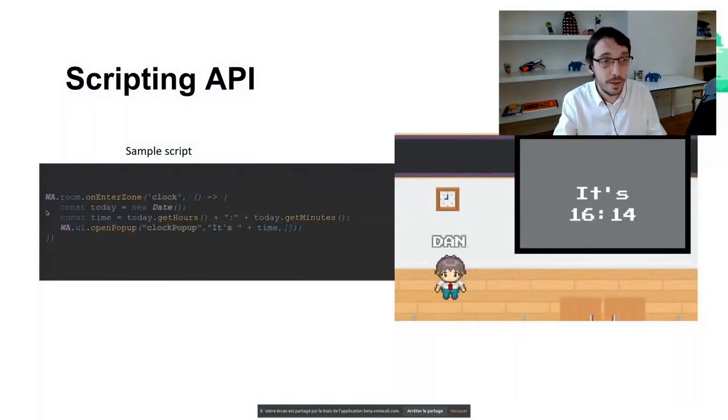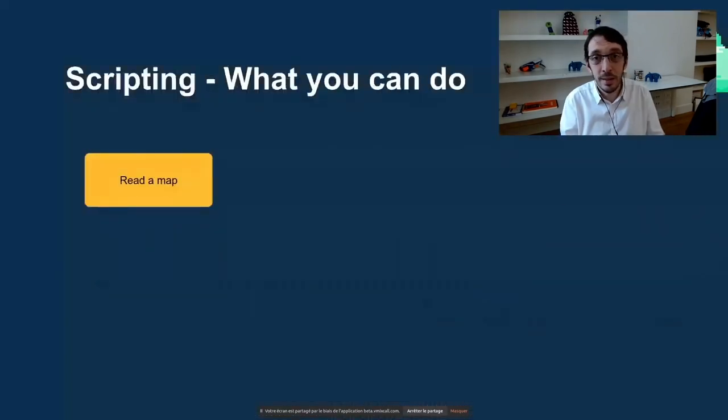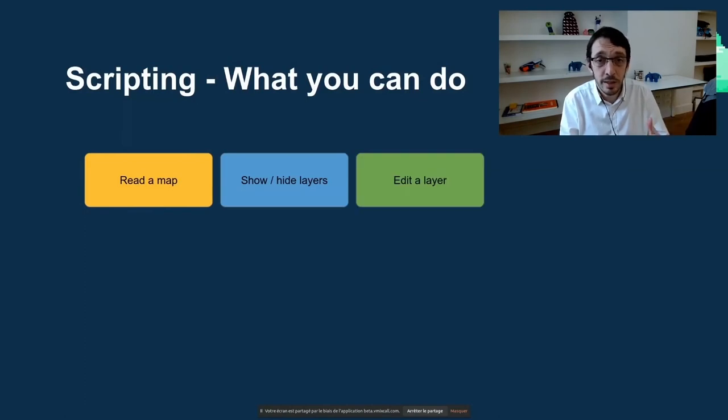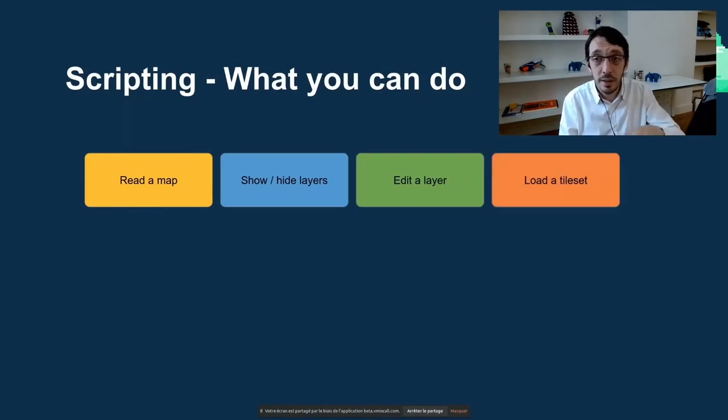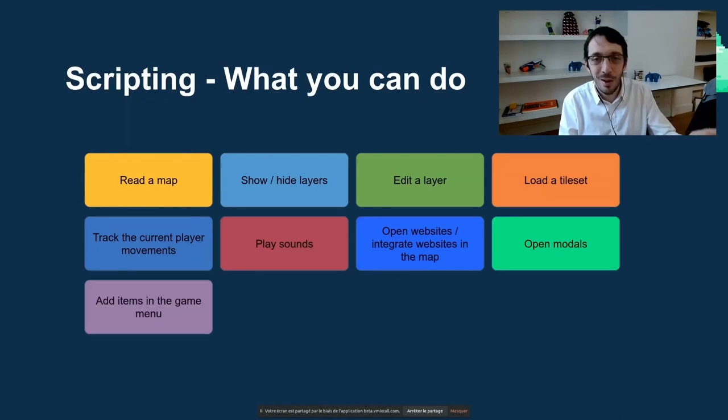Here is a sample script. I've got this WA object that is a global object, and here I'm listening for when I'm entering the zone which is named clock, which is here, and when this happens I'm opening a pop-up that displays the time. So it's a small example of what is possible to do with this scripting API. It's pretty cool, and there are already many things you can do. You can read a map, you can show and hide layers, edit a layer to add a tile on it, load the tile set, well, a lot of stuff.